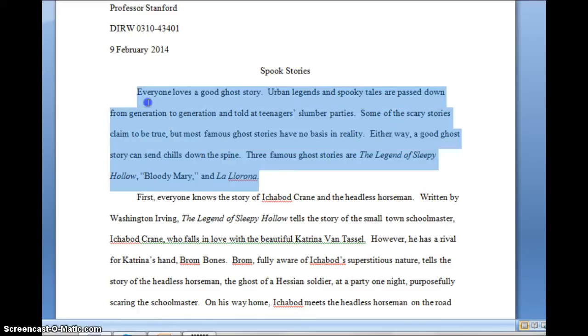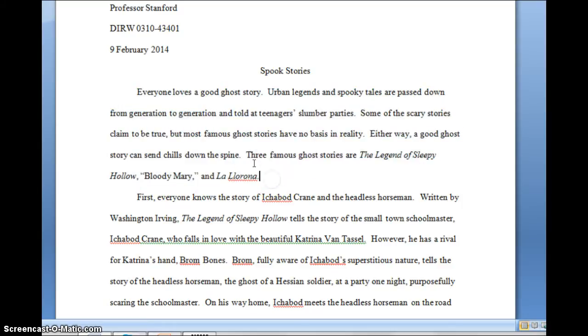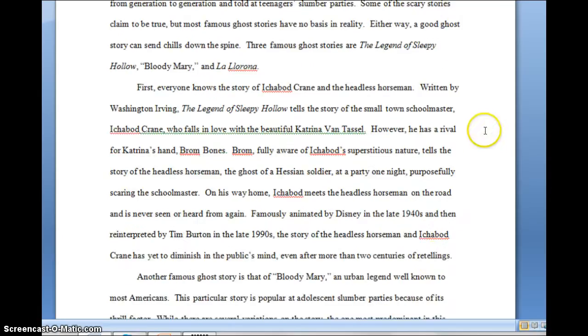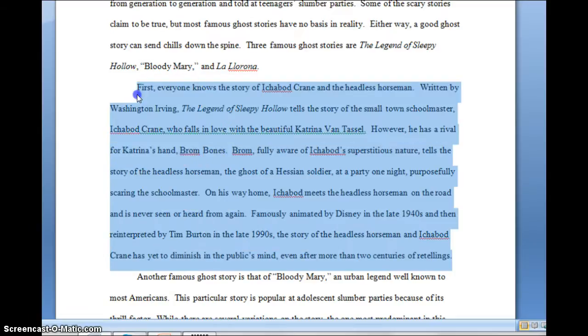So this is how you would put together an effective introduction for a traditional 5-paragraph essay. Some kind of way to introduce the topic and draw the reader in, and then present the thesis statement as the last sentence. Now beneath that we have body paragraph 1.